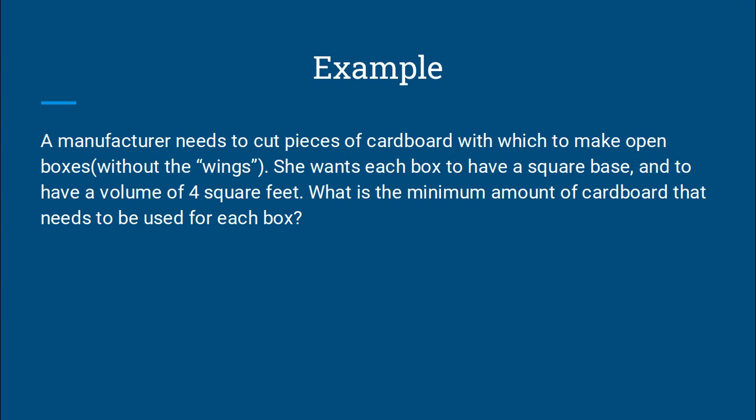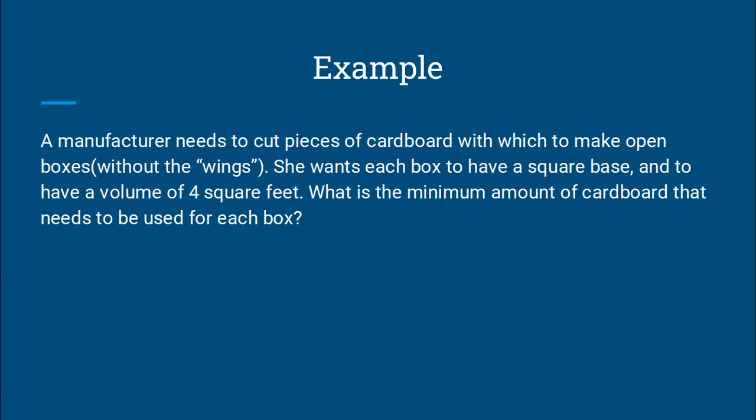So as you can see here, it says a manufacturer needs to cut pieces of cardboard with which to make open boxes, so without the wings, right? Just open. She wants each box to have a square base. That means the sides are the same, right? We know what a square is. And to have a volume of 4 square feet. What is the minimum amount of cardboard that needs to be used for each box?